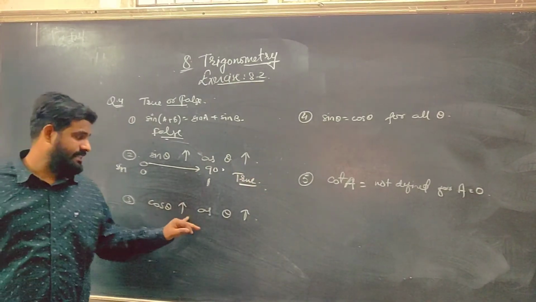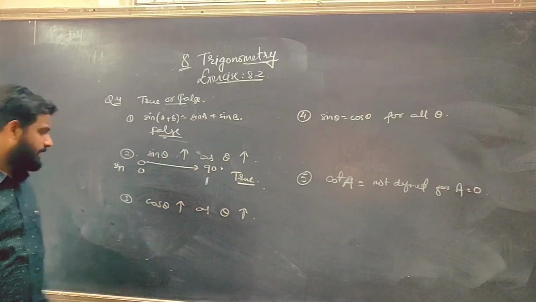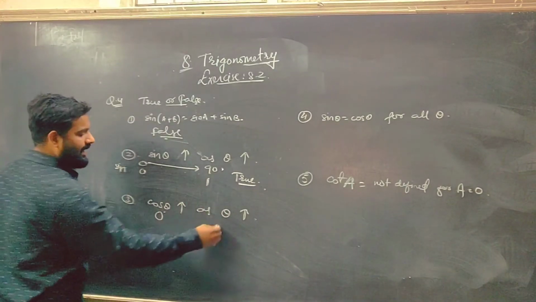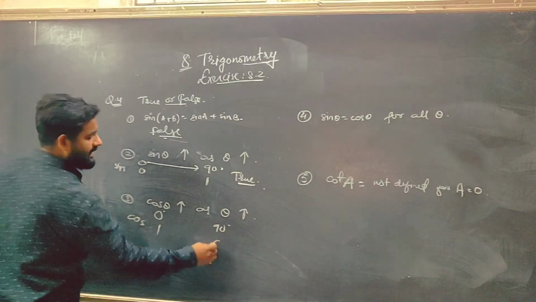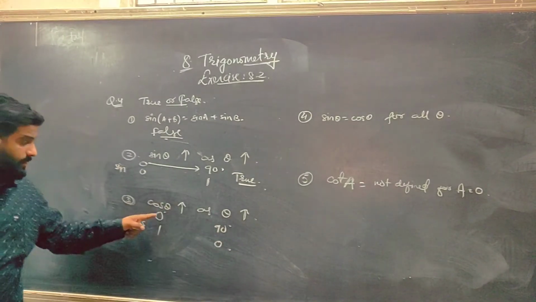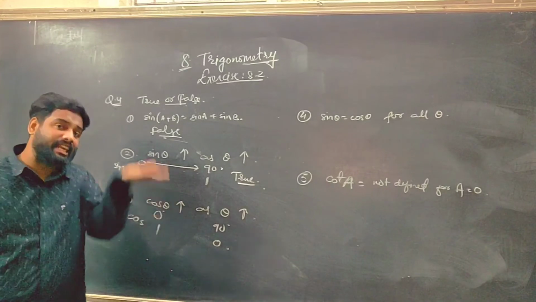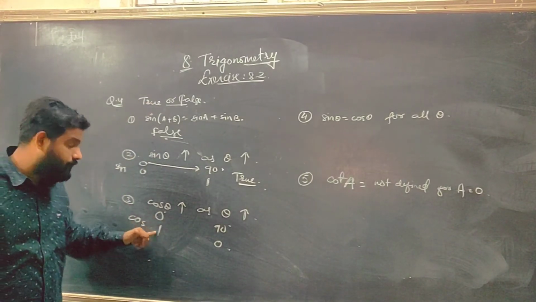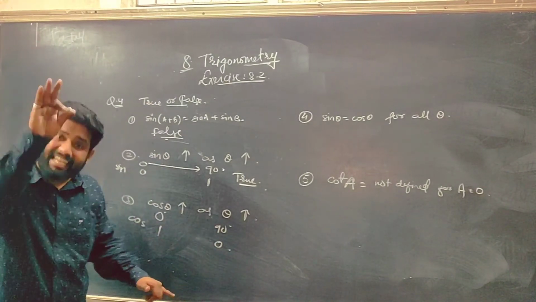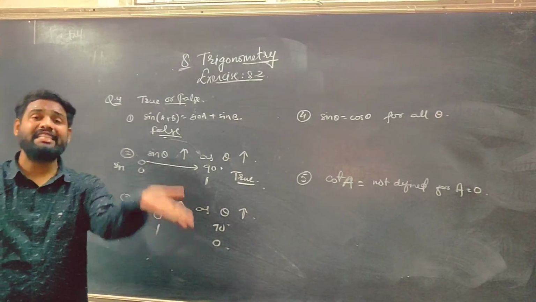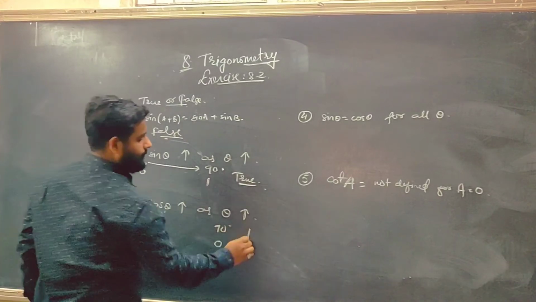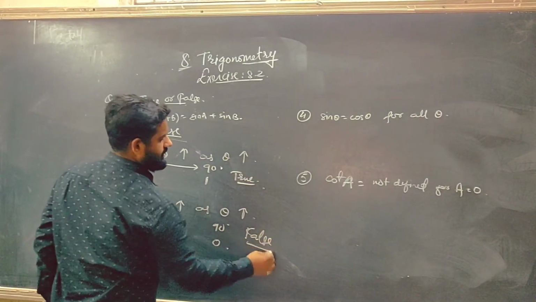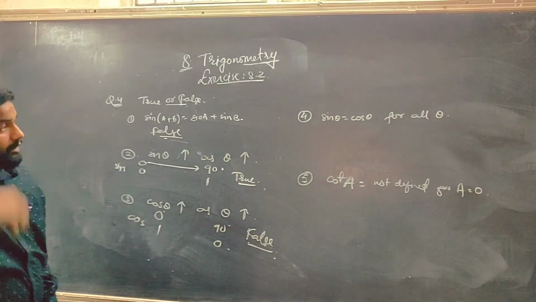Now, cos theta increases as theta increases; same procedure. Let's take two angles, 0 degrees and 90 degrees. From the table, cos 0 is 1 and cos 90 is 0. So if theta is going from 0 to 90, meaning theta is increasing, but the value is going from 1 to 0, 1 to 0 means it is decreasing. So in cos, if theta is increasing, the value of cos is decreasing. So this answer will be false.